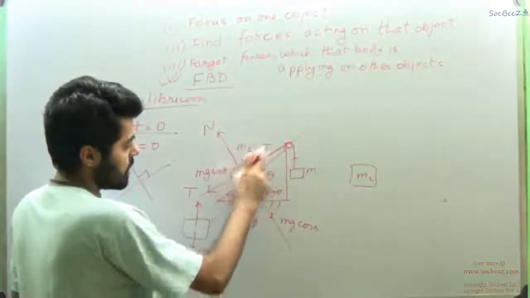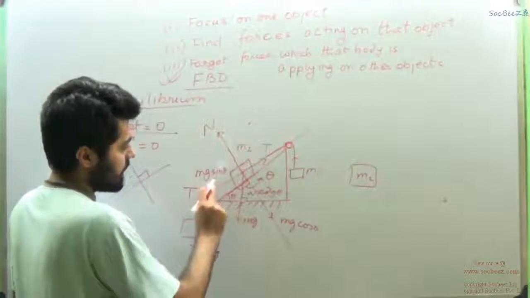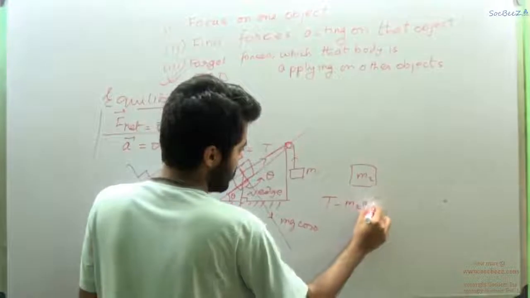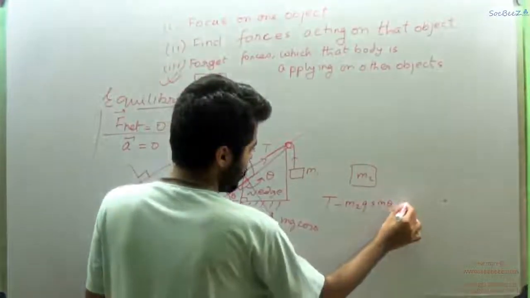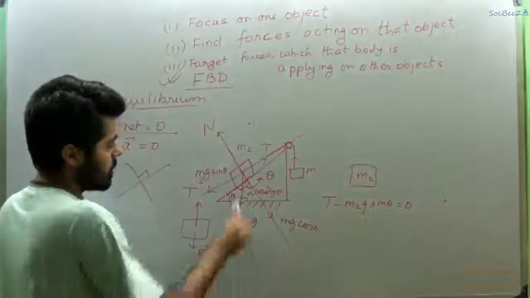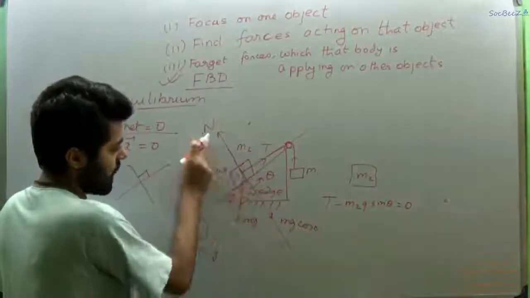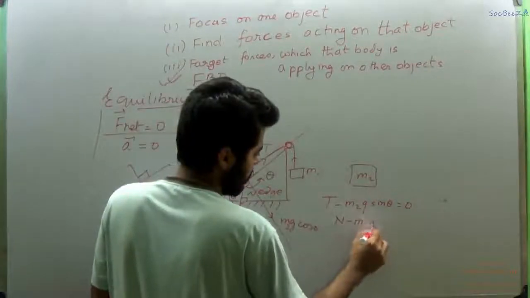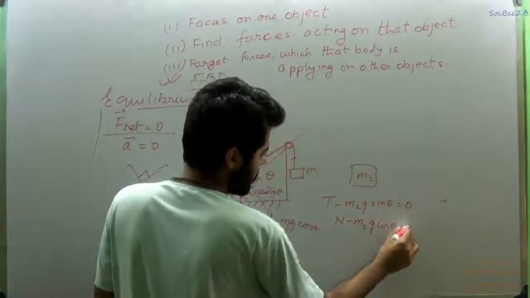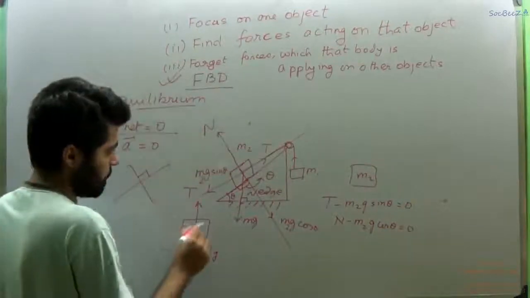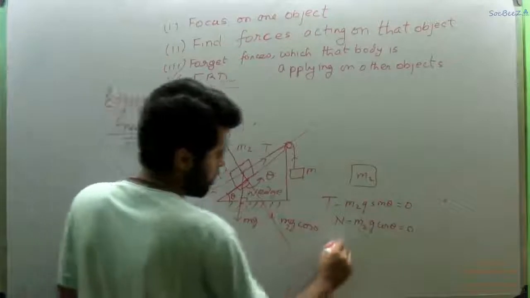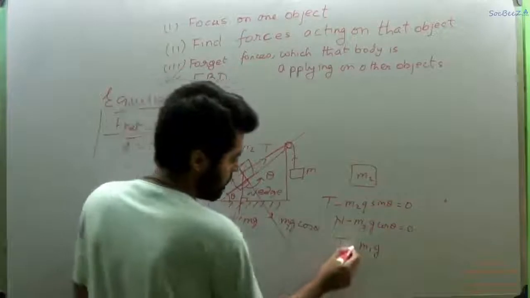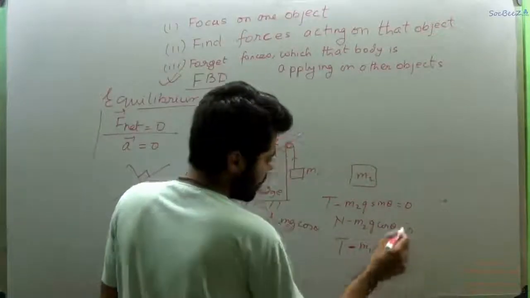We can write one equation along this axis. What will that be? T minus m2g sin theta will be equal to 0. And also, this is not going to move in this direction, so N will be equal to m2g cos theta, or N minus m2g cos theta will be equal to 0. At the same time, T will be equal to m1g, or T minus m1g will be equal to 0.